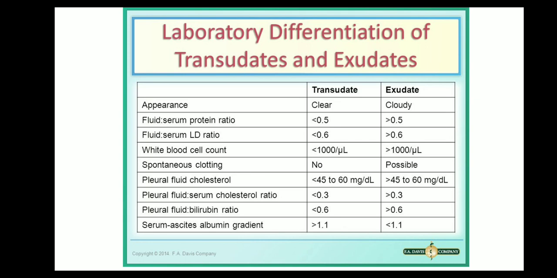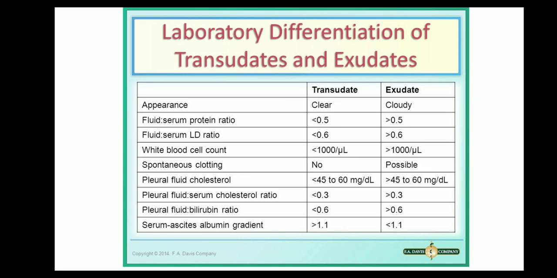Laboratory differences between transudate and exudate. Transudate appearance will be clear. Fluid to serum protein ratio is less than 0.5. Fluid to serum LDH is less than 0.6. White blood cell count is less than 1000 per microliter. Spontaneous clotting doesn't occur. Pleural fluid cholesterol is less than 45 to 60 mg per deciliter. Pleural fluid to serum cholesterol ratio is less than 0.3. Pleural fluid to serum bilirubin ratio is less than 0.6. Serum ascites albumin gradient is more than 1.1.